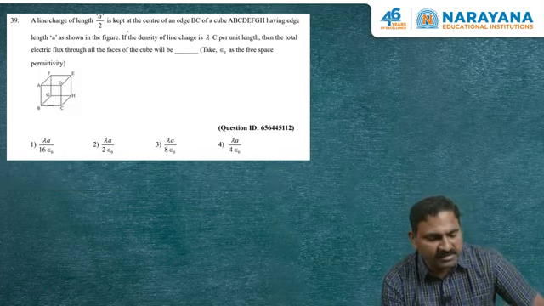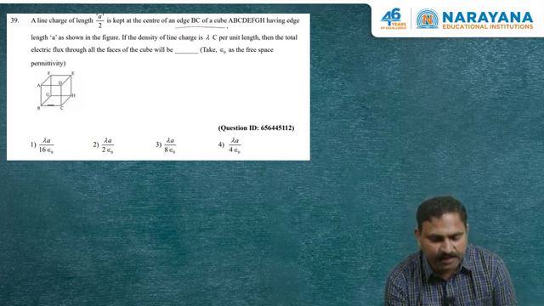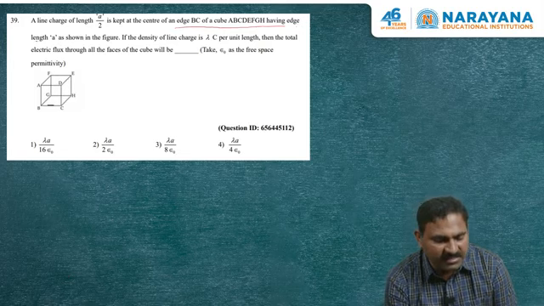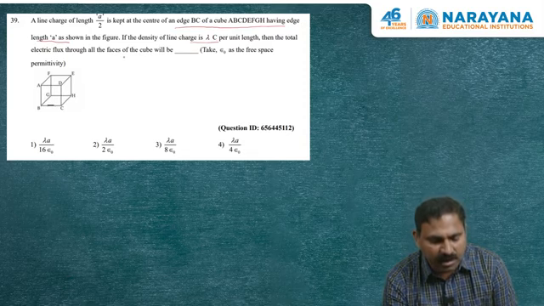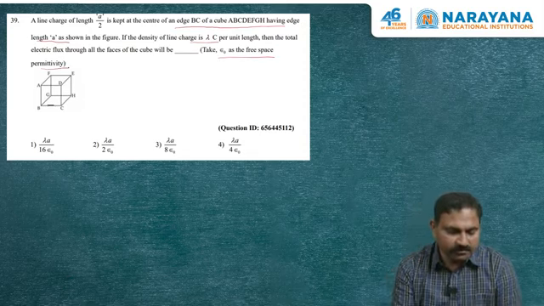A line charge of length a by 2 is kept at the center of edge BC of a cube A, B, C, D, E, F, G, H having edge length A as shown in the figure. If the density of the line charge is lambda coulomb per unit length, then the total electric flux through all the faces of the cube will be, take epsilon naught as the free space permittivity.